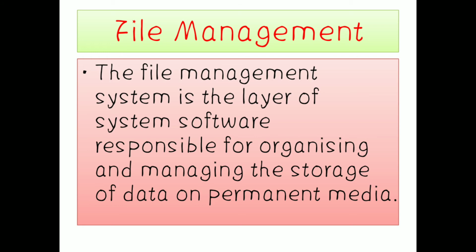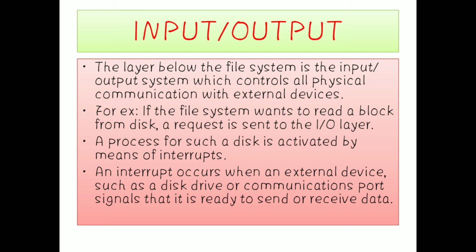Next one. What is the next one? Next one is input or output. The next layer below the file management system is called the input or output system. So what does this input or output system do? It controls the physical communication with the external devices. Yes or no? Input means giving input, no? For that we need keyboard or mouse. That means it is allowing the external devices to communicate with the computer system, right?